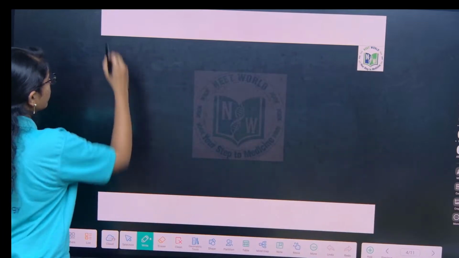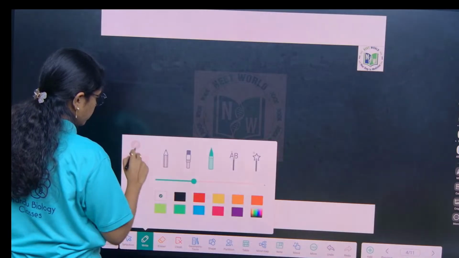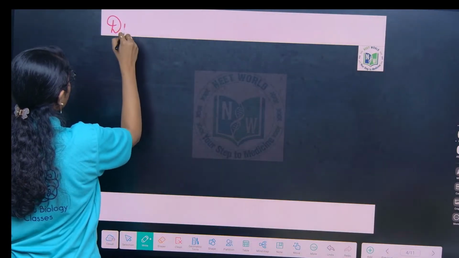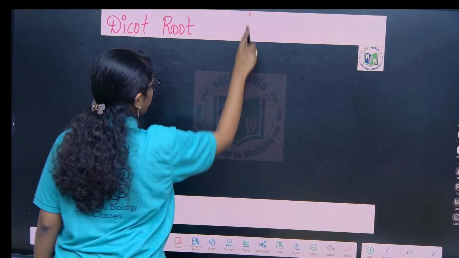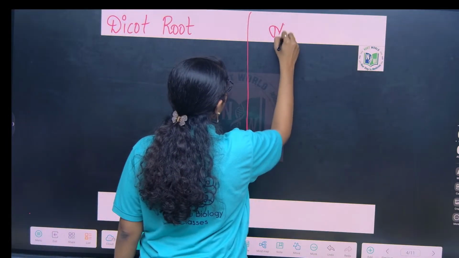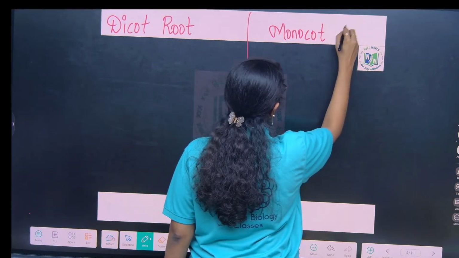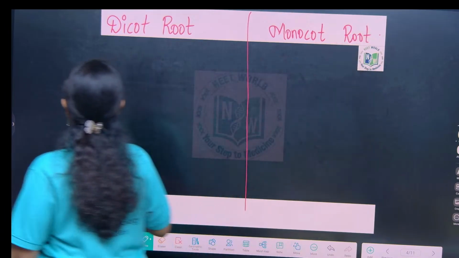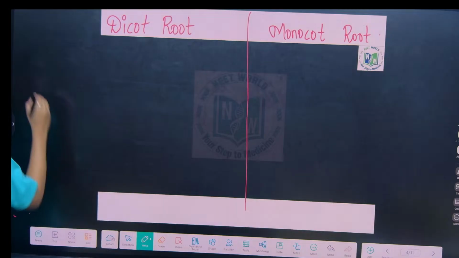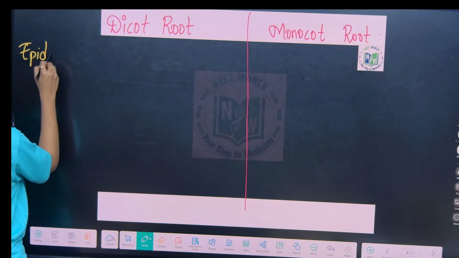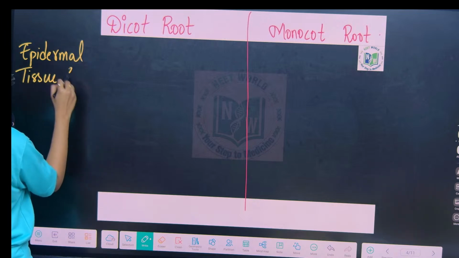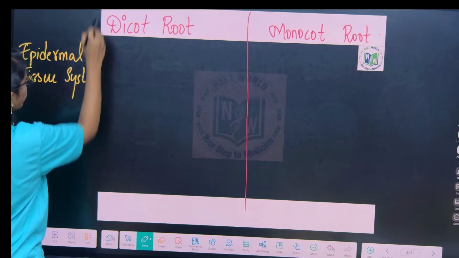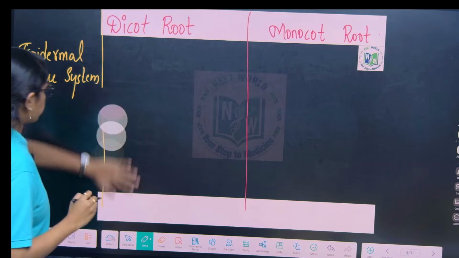Here you clearly note down. Clearly note down. Dicot root and monocot root. First is the epidermal tissue system. Make a table as such. Okay.